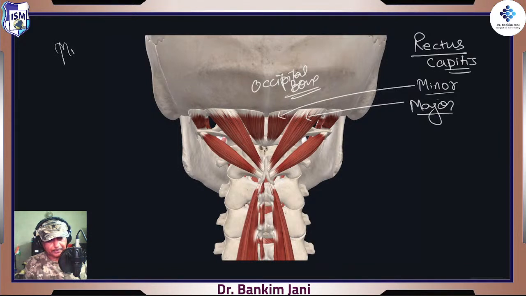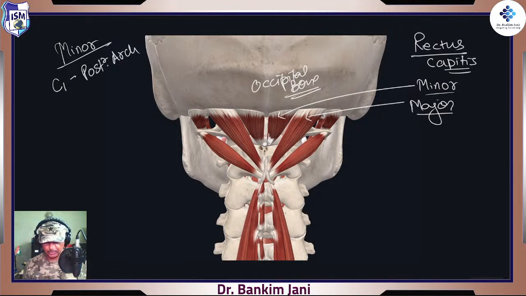Regarding the minor, where do you see it? This is the minor one, and it is over here. Immediately after the occipital bone, so this means it is with respect to C1, and it is attached on the C1 posterior arch.